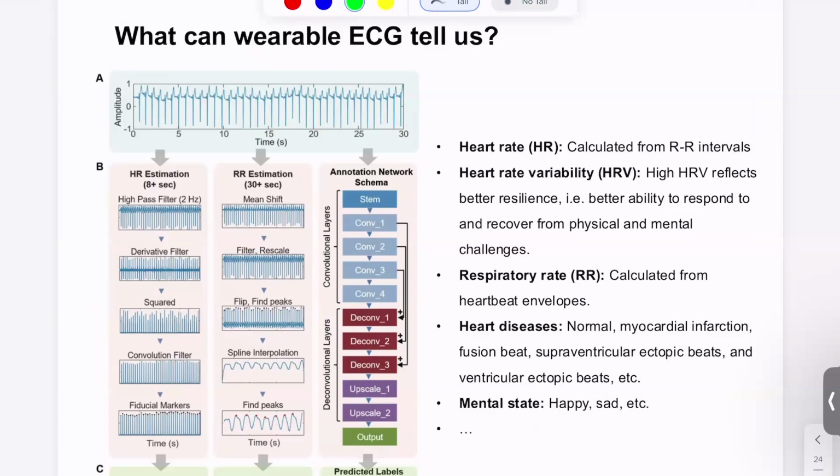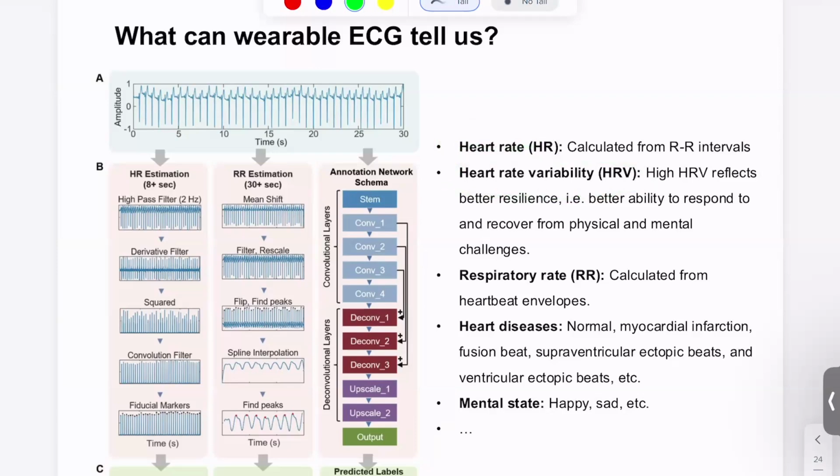So high HRV reflects better resilience. That means our heart is better able to respond to or adapt to, like physical or mental challenges. So, high HRV reflects better resilience of the cardiac system. Then, we can also get respiratory rate from ECG.